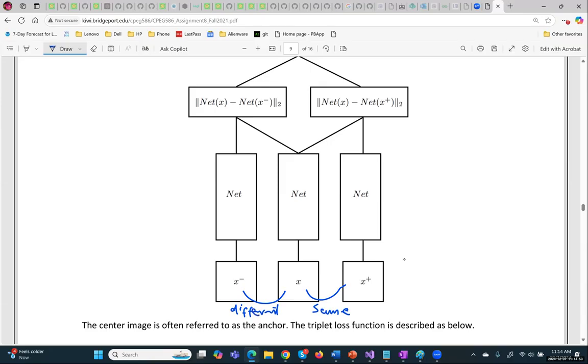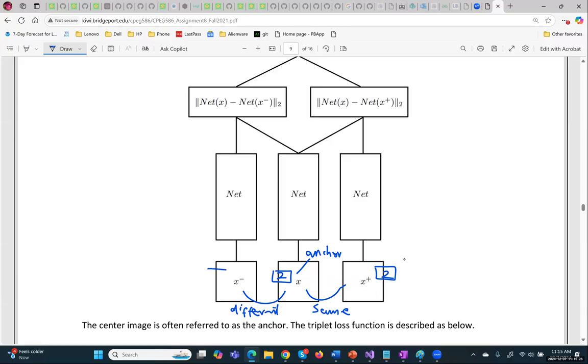Okay, and X in this example is called the anchor image in the terminology of the triplet loss. So for example, this could be the image for digit 2. If it is MNIST, what will be X plus? Could it be 5? No, it will be another 2, right? It has to be the same category.